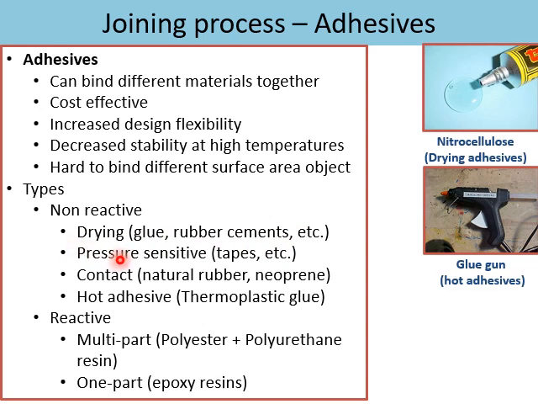And then you have the pressure sensitive, which is, for example, double-sided tape and so on. And then you have the contact type of bond, for example natural rubber and neoprene. And then you have the hot adhesive, for example the glue gun that you use. And then for the reactive adhesive, you have the multi-part or one-part resin. So you can use, for example, polyester or polyurethane resin, and another one is one part, for example acrylic resin and so on.